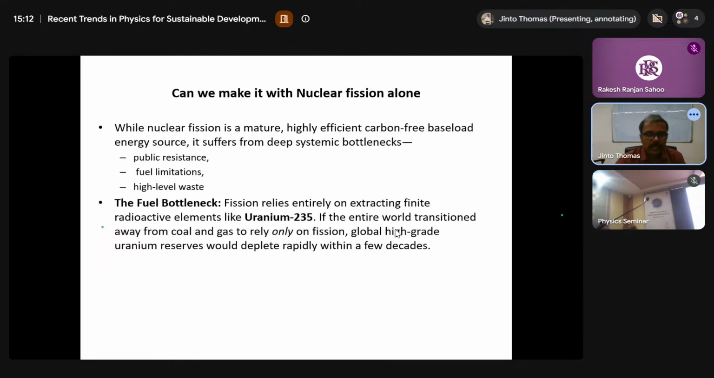Now, even if the public resistance is not there, can we think about going that way? No, it's not that feasible, because we have a fuel bottleneck. Fission relies entirely on extracting finite radioactive elements like uranium-235. We have plans for enriching other things, but if we keep all that aside, if the entire world transitions away from coal and goes to nuclear, we do not have enough high quality uranium reserves to run for more than a few decades, maybe 50 years, if all countries are going to use uranium. So we are severely running short of non-fossil options if we are thinking about nuclear fission.